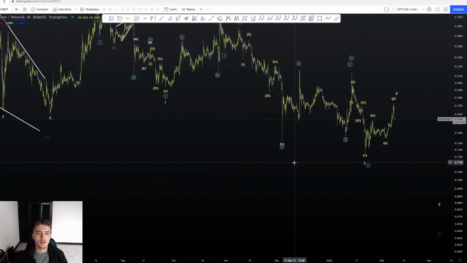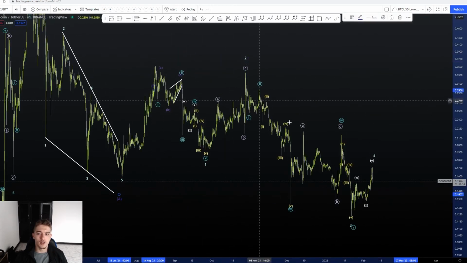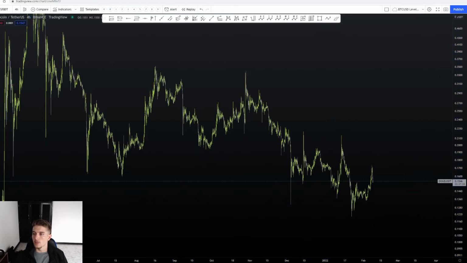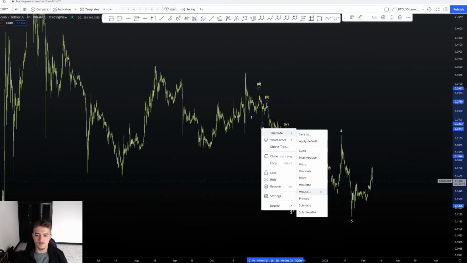Now what I was saying earlier is that if we were to put wave B right here, then we could get a different count in this section right here. So instead of calling this wave 1 here, it would look a little bit more like this, where we would count it down. So this would all be a minor degree. This would all be a minute degree.